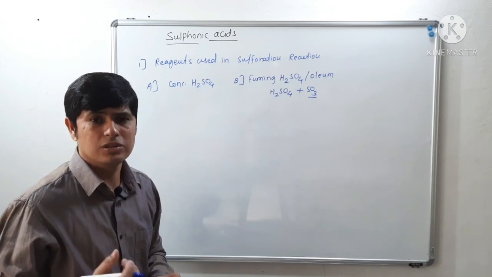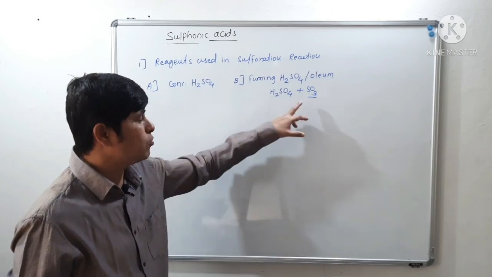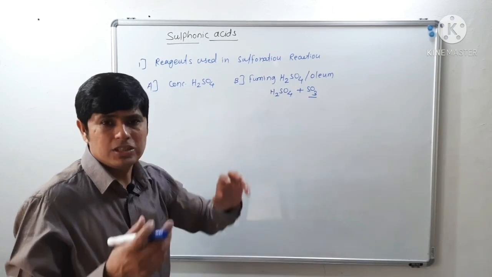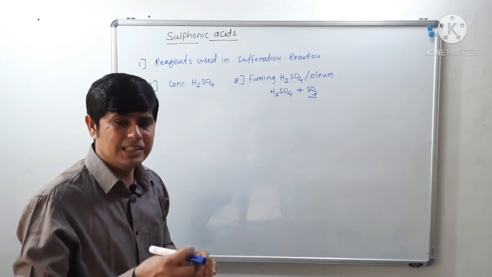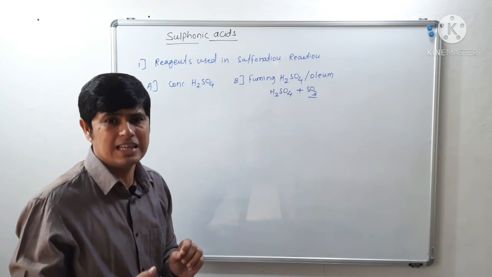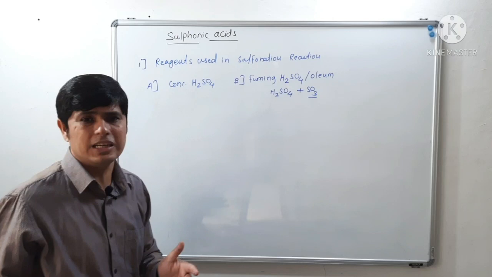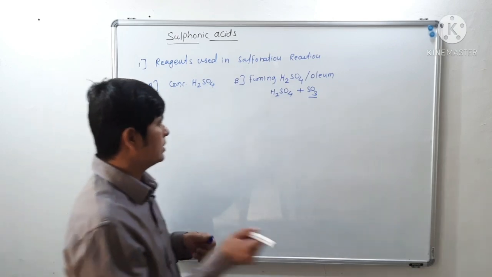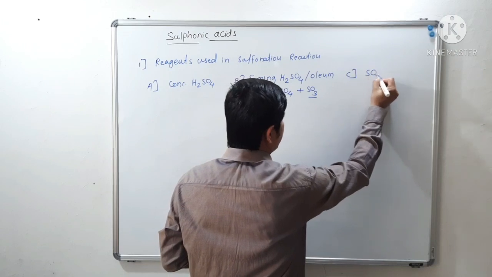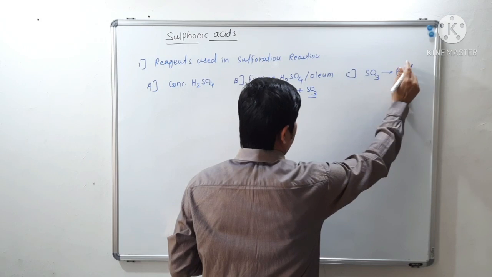The percentage of oleum is based on how much sulfur trioxide gas is dissolved in sulfuric acid. Based on that, we will have different percentages of oleum. Now the third sulfonating reagent is sulfur trioxide gas complexed with an organic compound like pyridine.